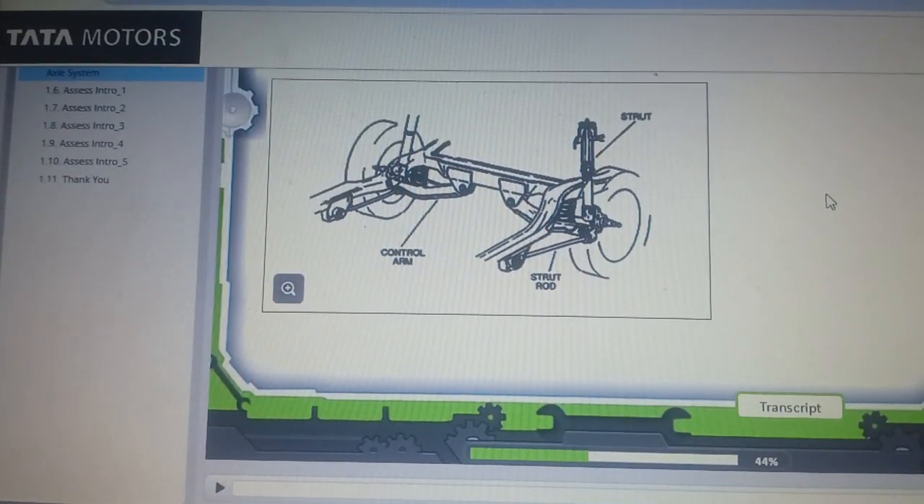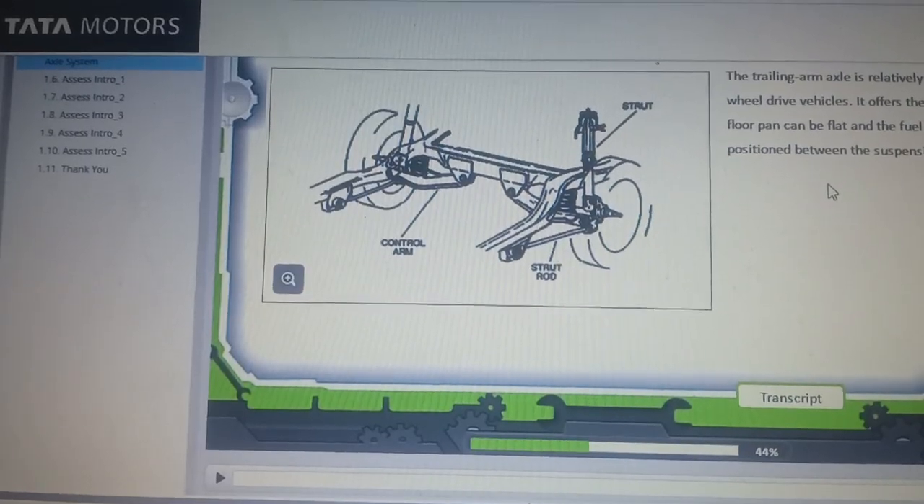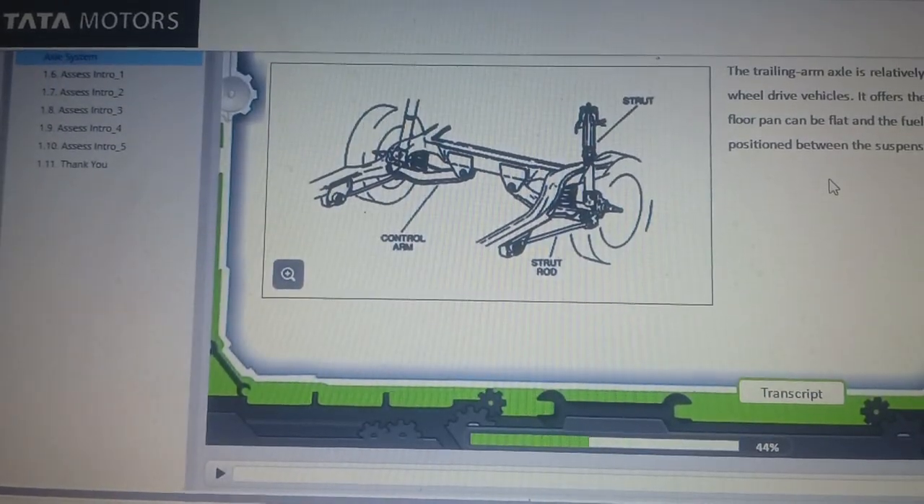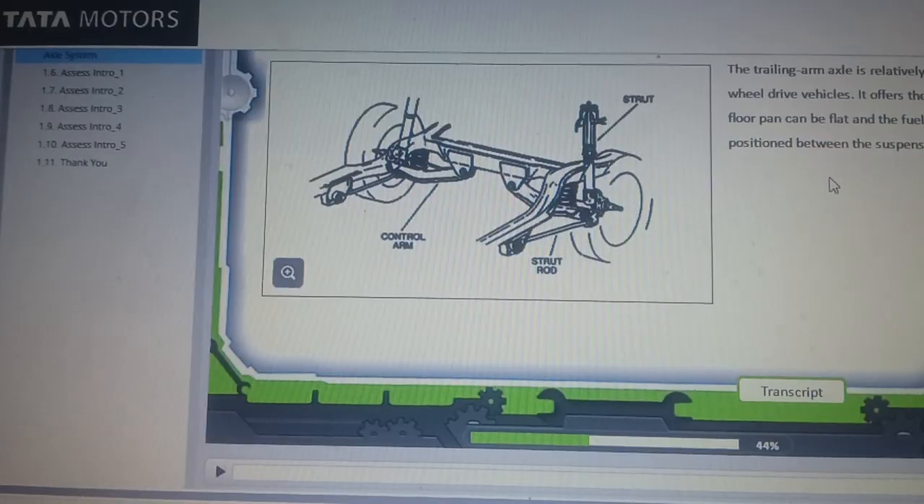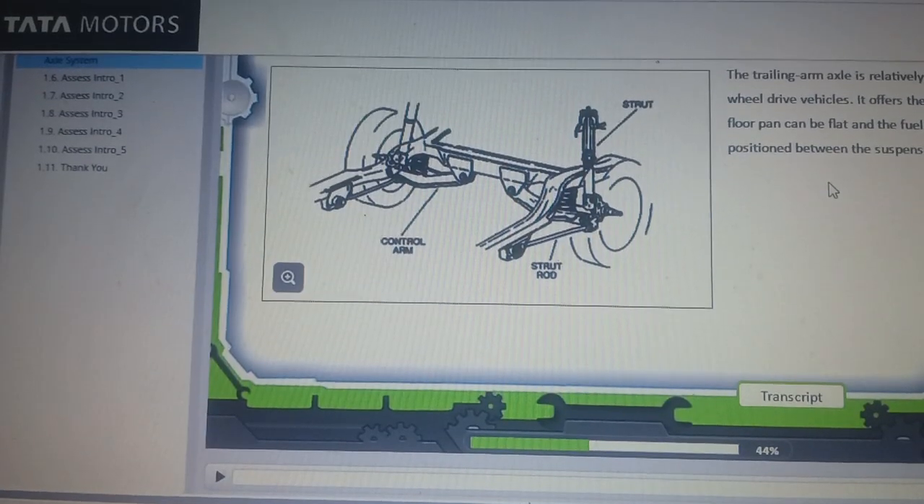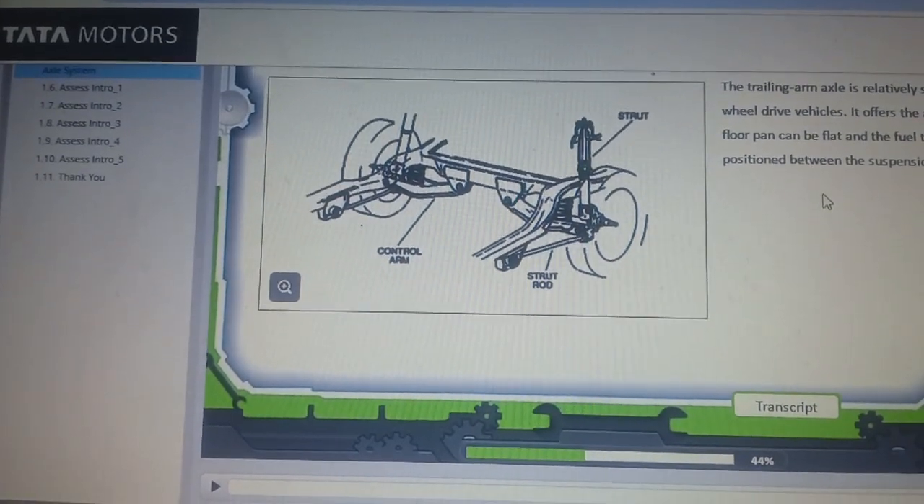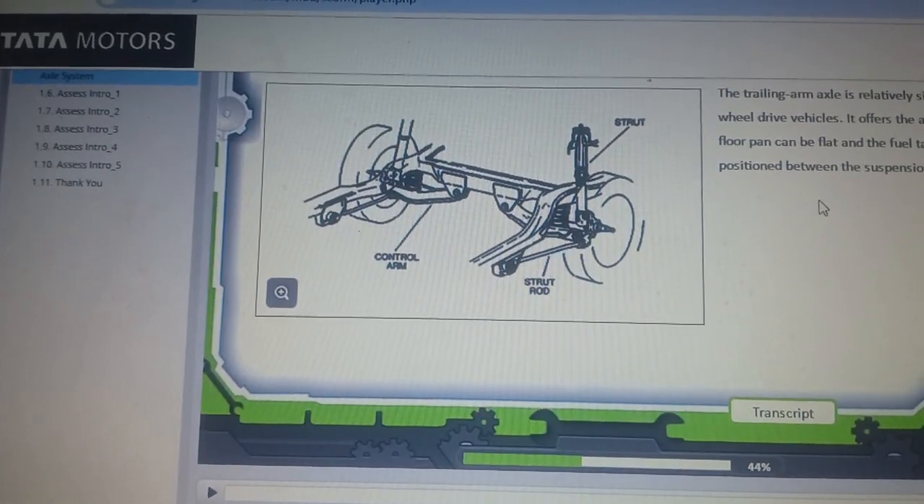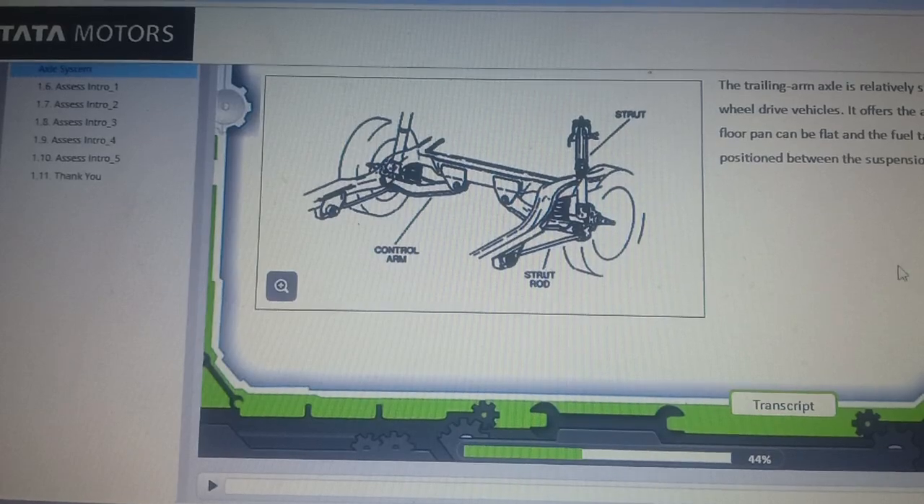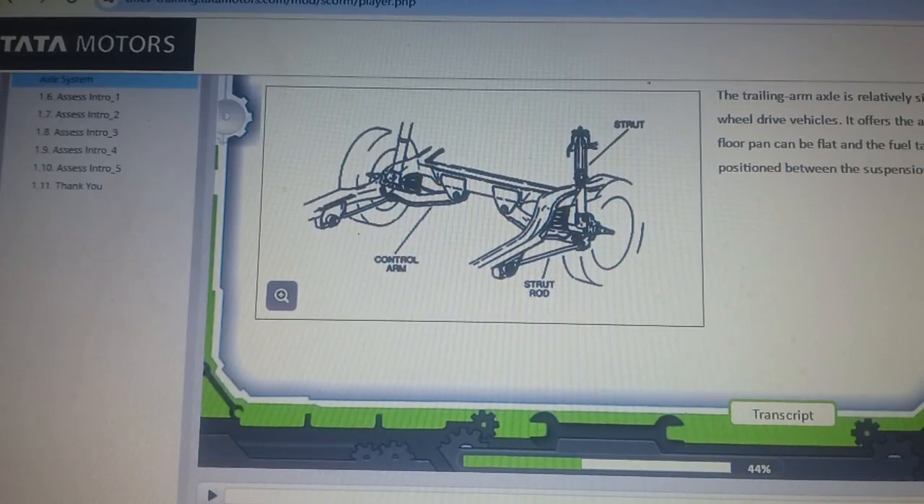Trailing and semi-trailing arm. The trailing arm axle is relatively simple and is popular on front-wheel drive vehicles. It offers the advantage that the car body floor pan can be flat and the fuel tank and/or spare wheel can be positioned between the suspension control arms.